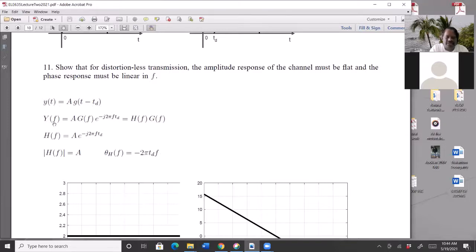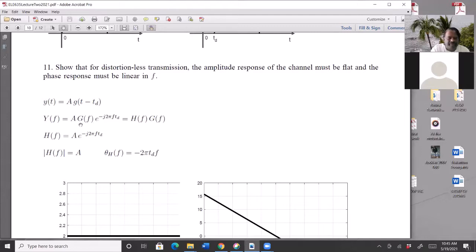I take the Fourier transform on both sides. The Fourier transform, this is Y of f. This is a constant, so I write the constant out because of the linearity property. So if I know the Fourier transform of small g is capital G, then the Fourier transform of this would be G of f times e to the j 2 pi f times the time delay. This is from the properties of the Fourier transform.